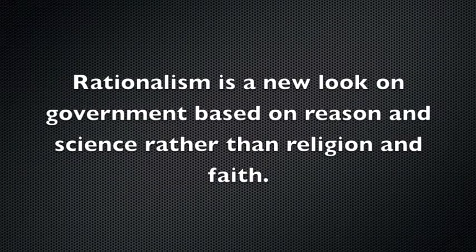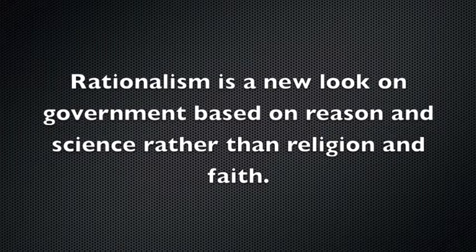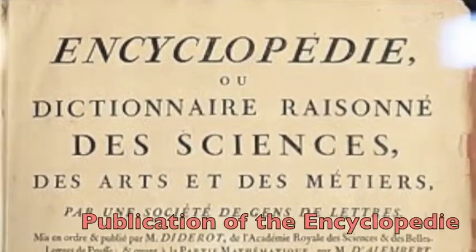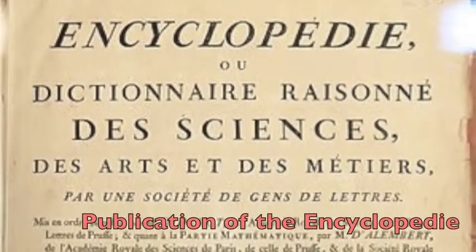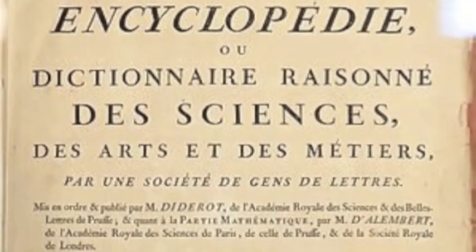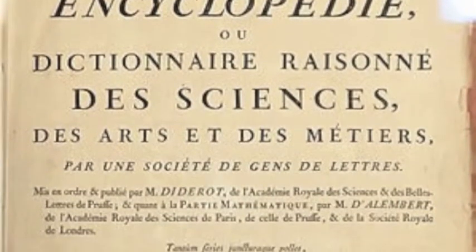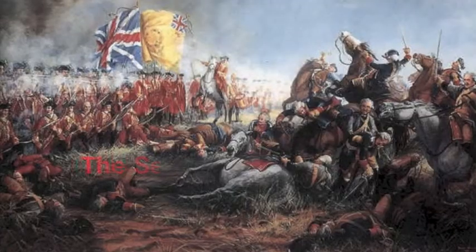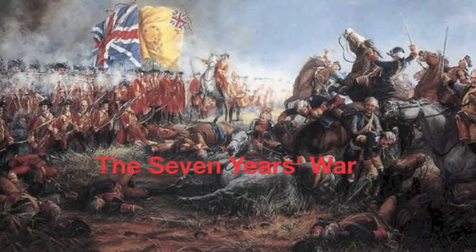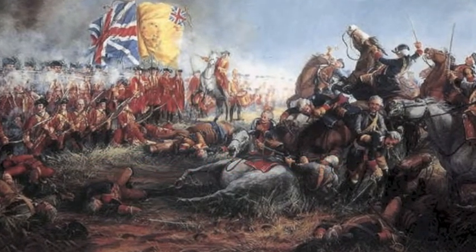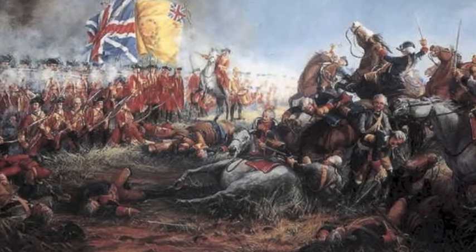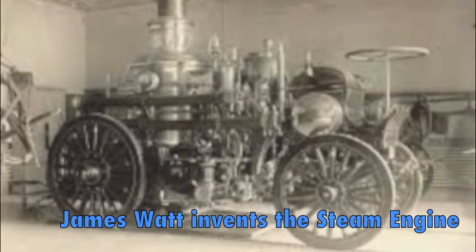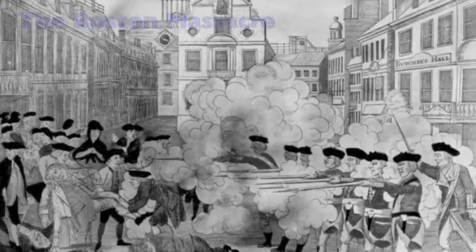Rationalism is a new look on government based on reason and science rather than religion and faith. The beginning of this time period starts off with the publication of the Encyclopédie in 1751. This was considered the Enlightenment Bible. In 1756, the Seven Years' War broke out, which involved the major European political powers, including England. Later, James Watt invents the steam engine in 1765.